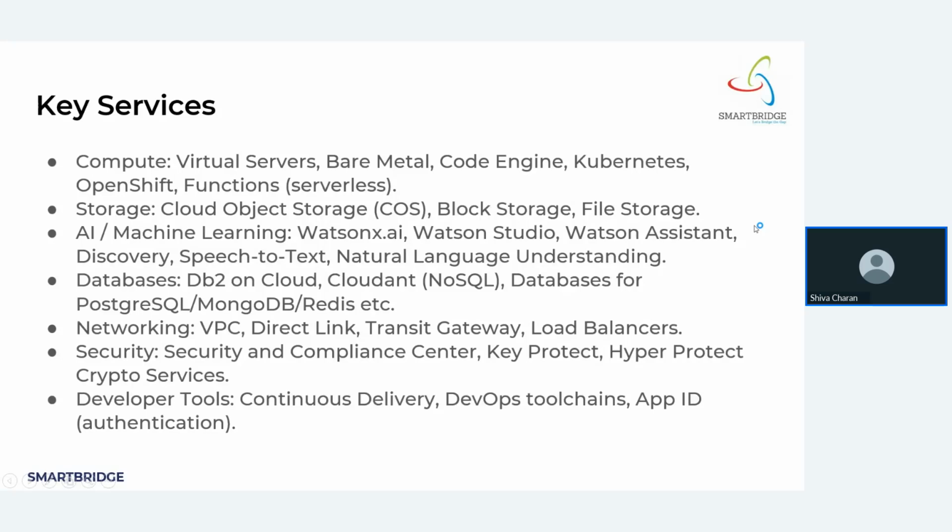Okay, so now moving into the key services. For each and every cloud platform, we'll have key services. Coming into IBM, what are the key services here? Compute. In the compute category, what are the key services we are seeing? Virtual servers, bare metal, Code Engine, Kubernetes, Red Hat OpenShift, functions. Functions, so serverless. What is this serverless function?